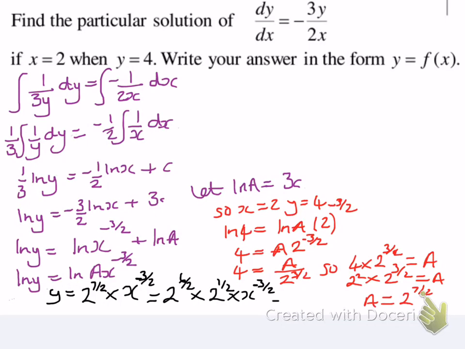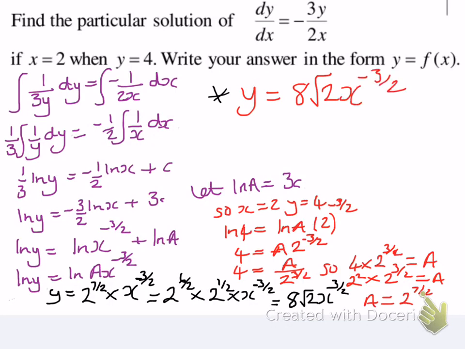Which means that my final answer is 2 to the 6 over 2 is 2 cubed, which is 8, times 2 to the half, which is root 2, x to the minus 3 over 2. So my final answer for this, I can therefore write as y equals 8 root 2 x to the minus 3 over 2.